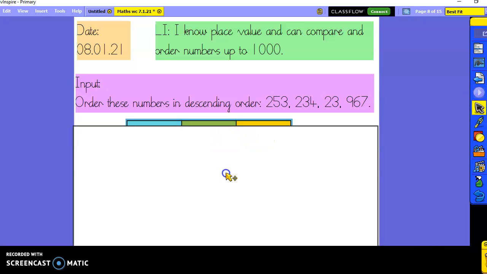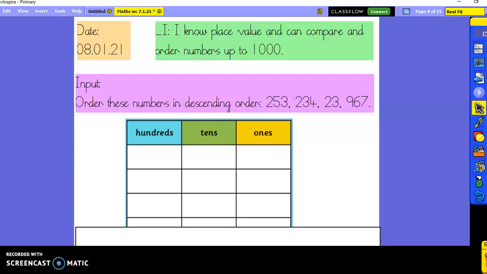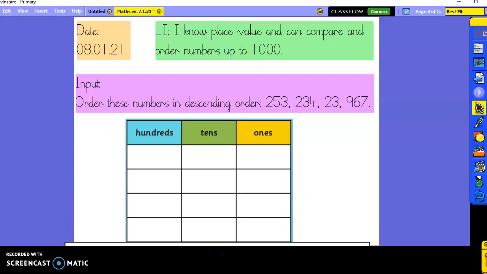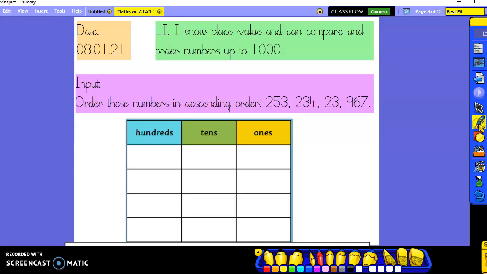So our input for today. Order these numbers into descending order. So descending means that we would start with the largest number and work our way down to the smallest. So which one of these 4 numbers here is the smallest number? Sorry, the largest number. That's right. I could hear someone say there, 967 is our largest number.